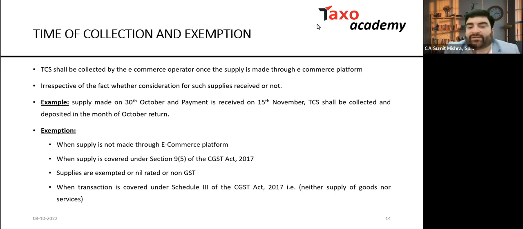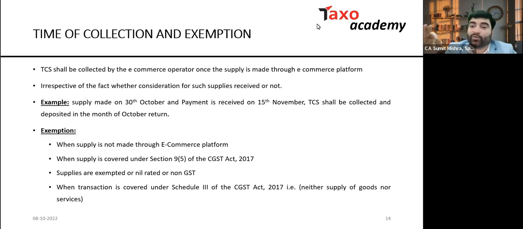When transactions are covered under Schedule 3, which specifies activities that are neither supply of goods nor services, there is neither supply of goods nor service, so there is no requirement of creating such kind of trail.